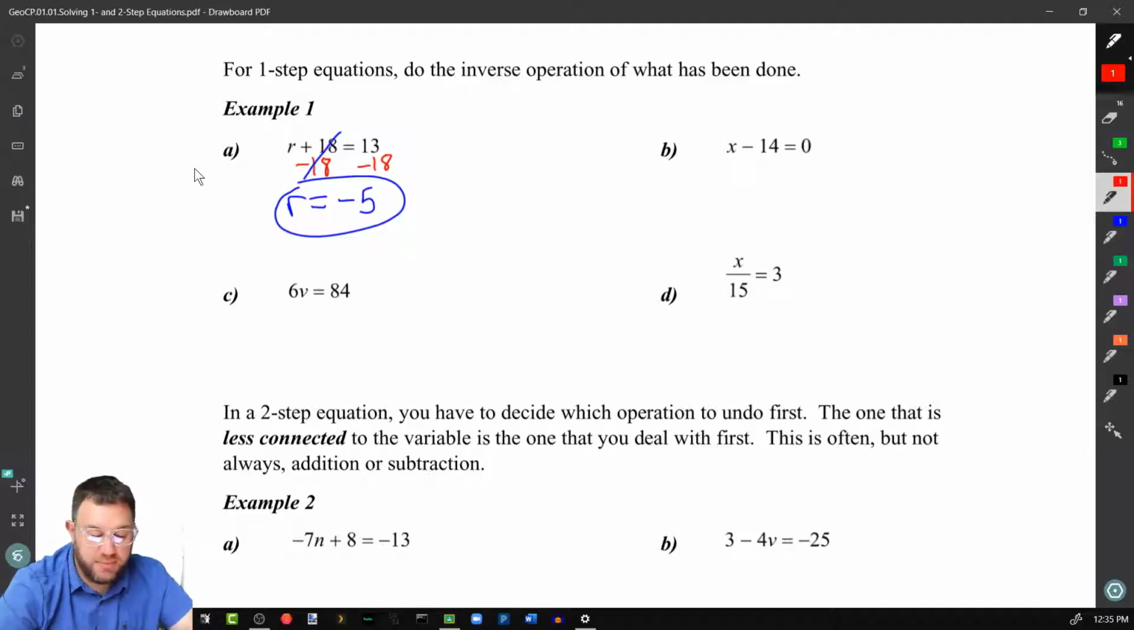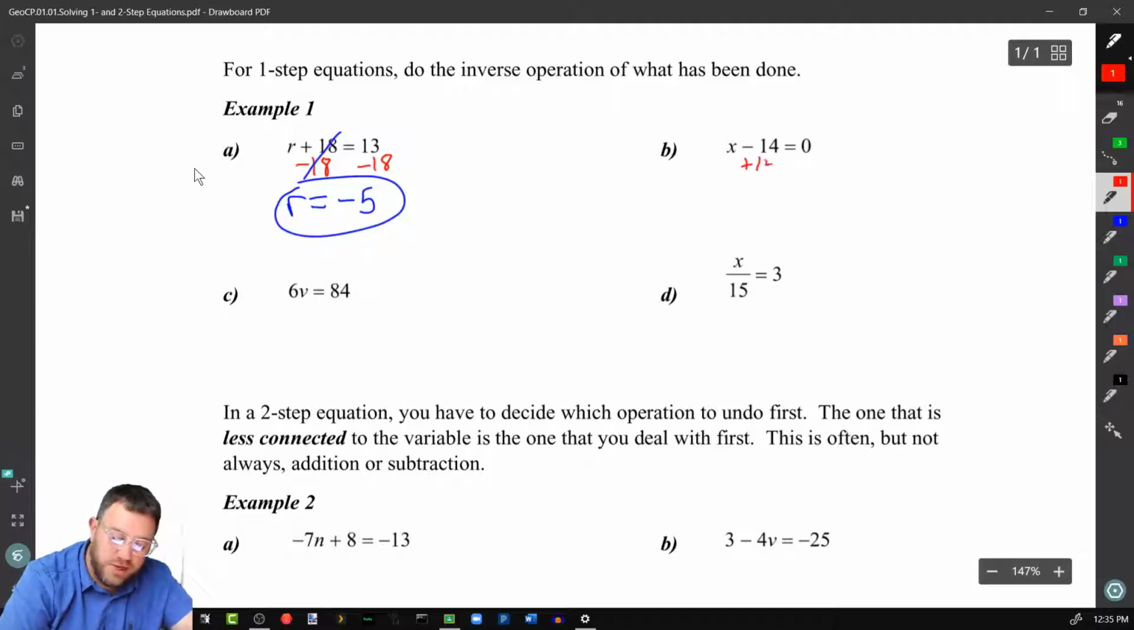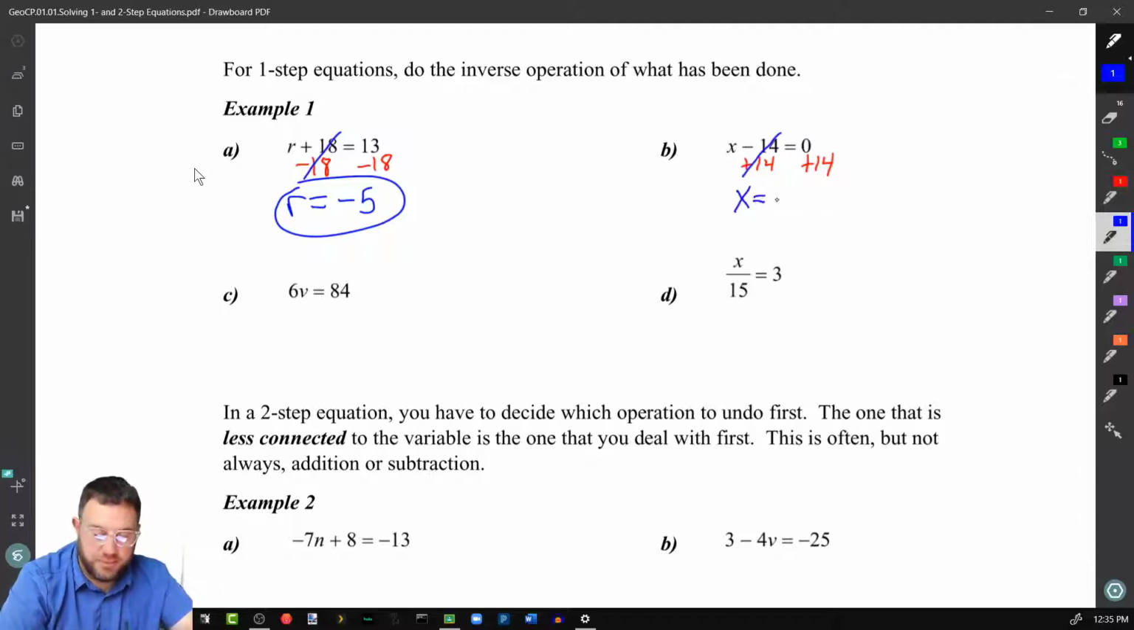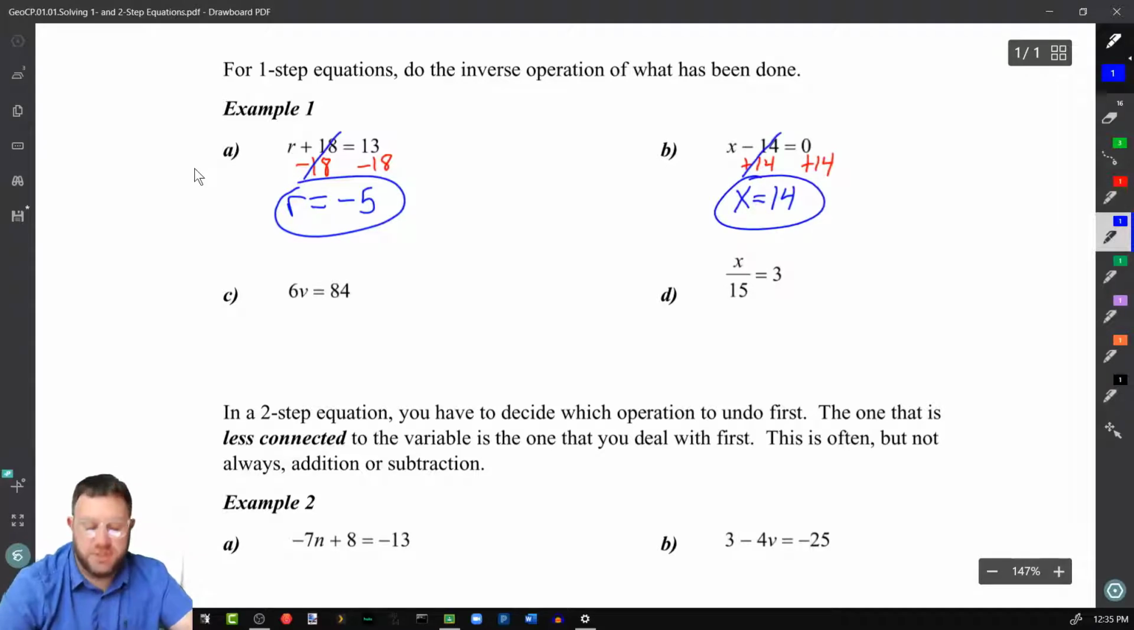On 1b, we've got x minus 14 equals 0. What's the opposite of minus or subtract? Or not opposite, what's the inverse of subtraction? And that's addition. So we'll add 14 to that side, which means we have to also do it to the other side. Minus 14 plus 14 cancel out. So we have x equals, then 0 plus 14 is 14.